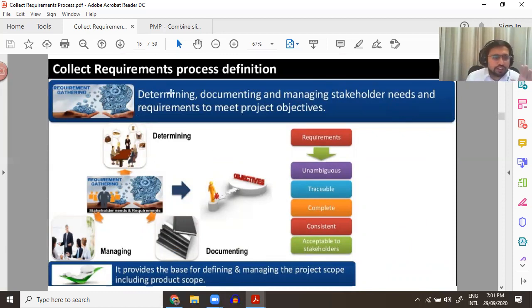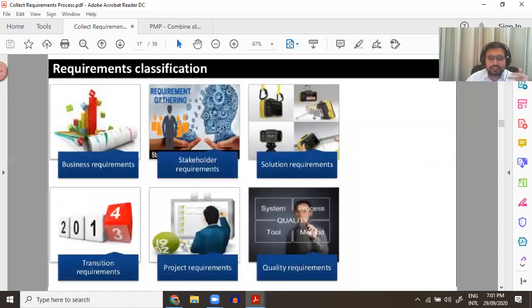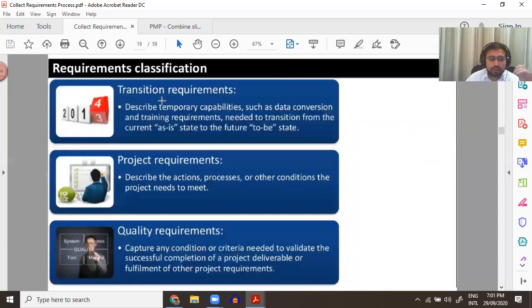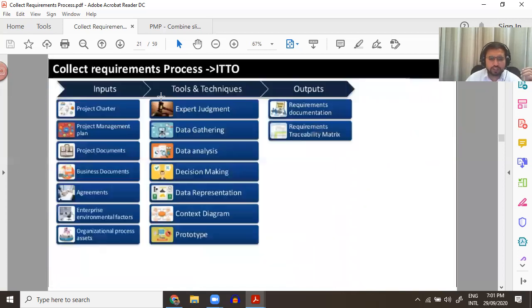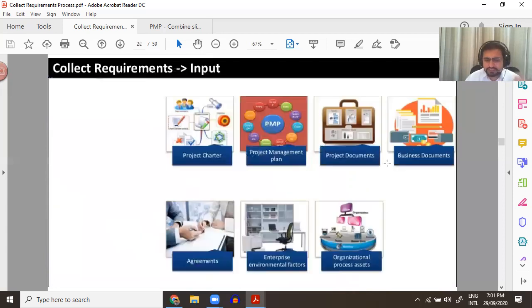First, the definition of collect requirement. We document all the requirements and the requirements have to be unambiguous. They have to be complete, traceable, consistent, and most importantly, requirements have to be acceptable to stakeholders. Requirements can be business, stakeholder, solution, transition, project, quality, and functional, non-functional requirements. We already have discussed all these inputs, so I'm not going to go into detail and discuss these inputs.